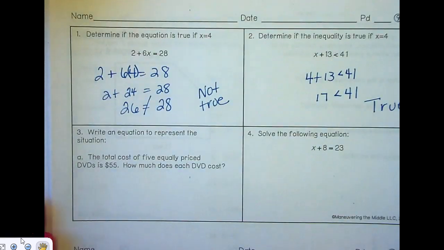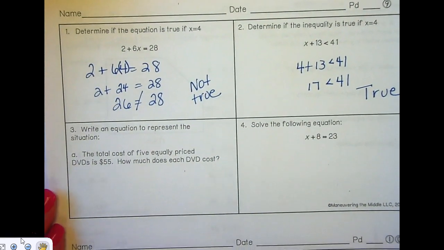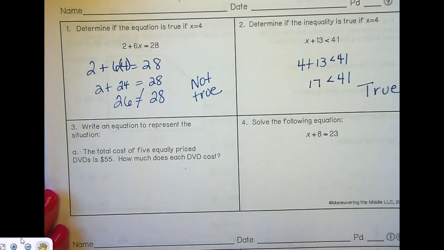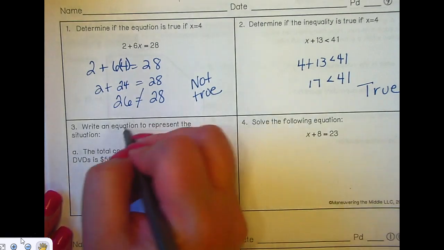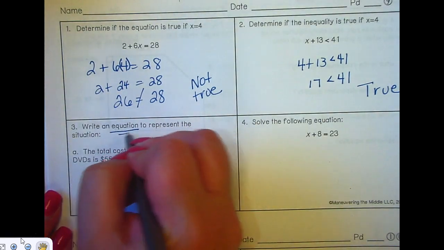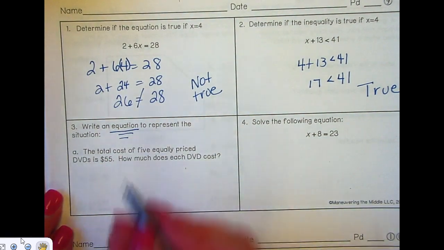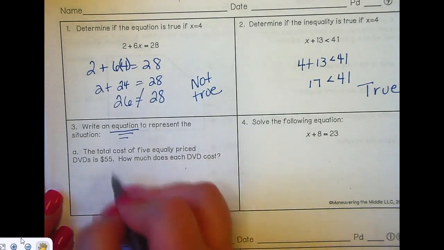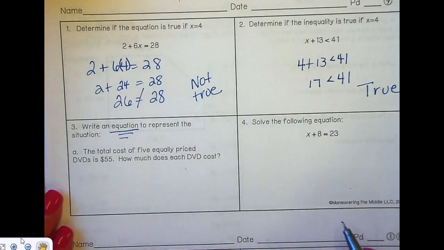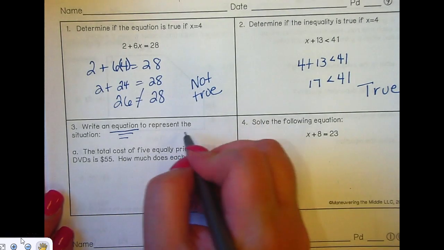All right. 3. Write an equation to represent the situation. The total cost of 5 equally priced DVDs is $55. How much does each DVD cost? So we have to write an equation. That means it has what? An equal sign. And whatever happens is going to equal what? $55.